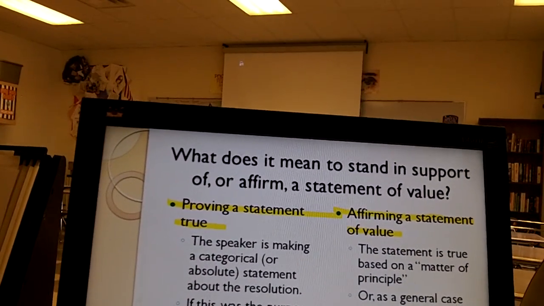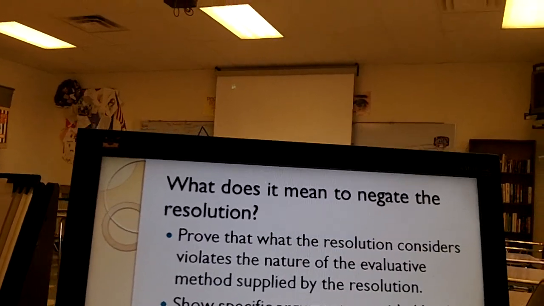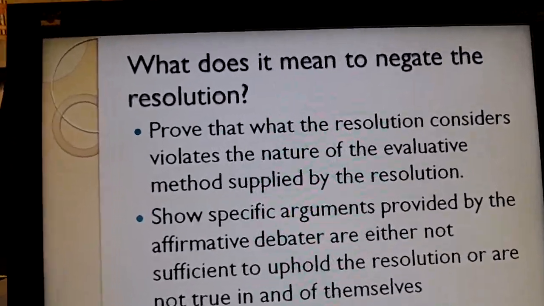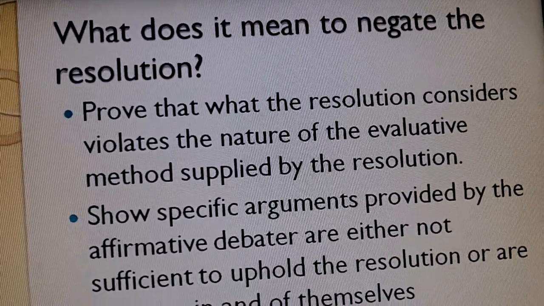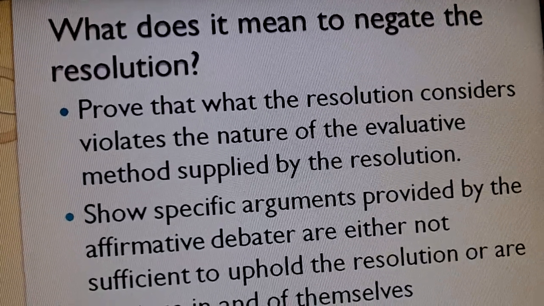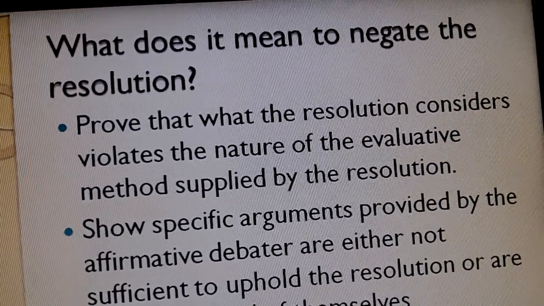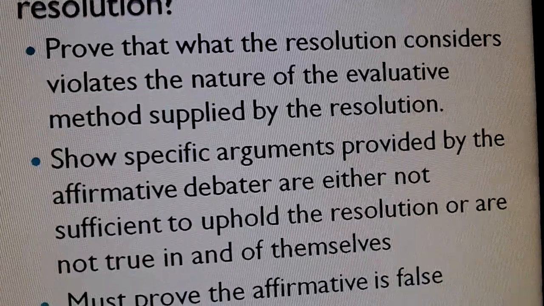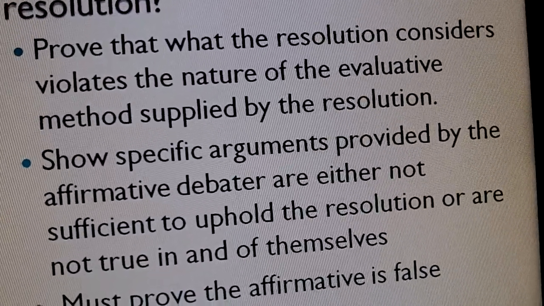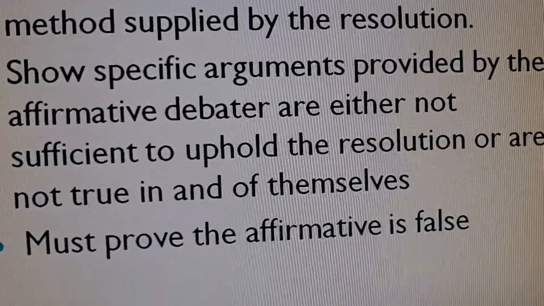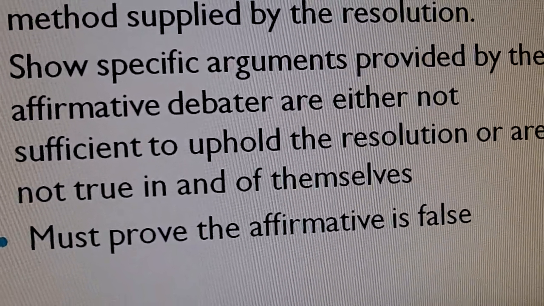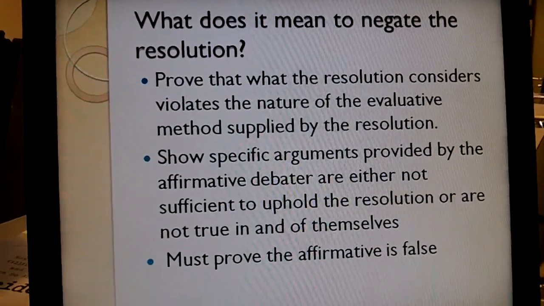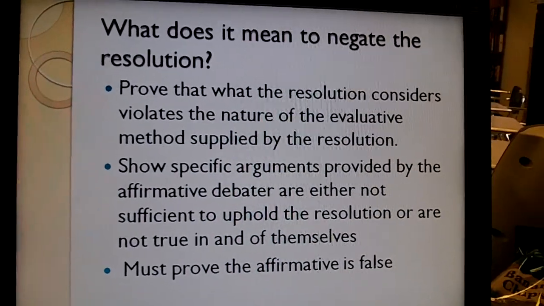So what does it mean to negate the resolution? Okay, so this is essentially what the negative would be doing. First, they have to prove that what the resolution considers validates the nature of the evaluative method supplied by the resolution. They have to show specific arguments provided by the affirmative debater are either not sufficient to hold up the resolution or are not true in and of themselves. And they must prove that the affirmative is false. Okay? So these are the main things that the negative would be doing.